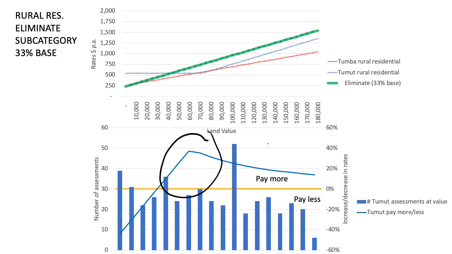Then in the mid-range of values, there are some considerable increases of approaching 40%, which it's worth remembering is about the premium that the residential ratepayers have been paying over and above the rural residential for the last 15 years. Then at the higher end of property values in Tumut, the increases come down to around 15%.